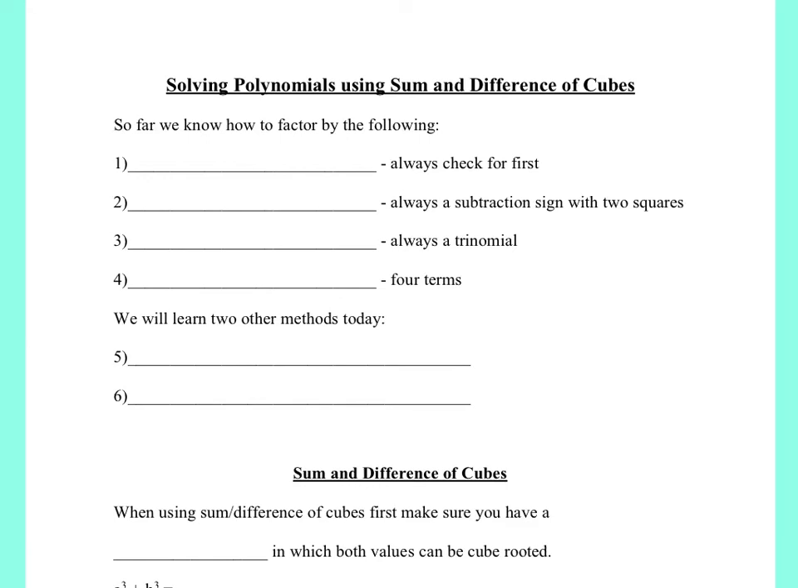All right, so finishing up 6.3, this is our second part. Okay, so we've done difference of squares, and now we're moving right along. So we're going to be solving polynomials using what we call sum and difference of cubes. Okay, so a little review here.